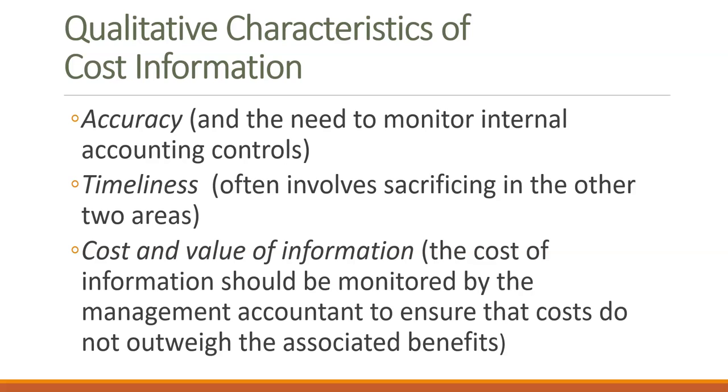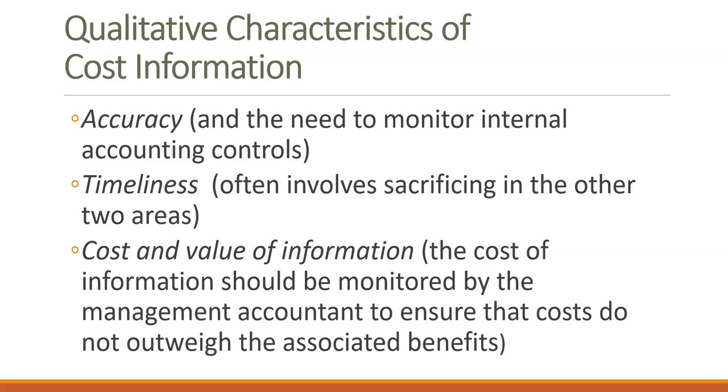We have a lot of information in our cost management system, so we need to look at characteristics of this information. Accuracy. We need it to be accurate. We need to be monitoring our internal accounting controls and making sure that we're keeping track of everything that we have. We have the timeliness. The timeliness can sometimes make us sacrifice accuracy.